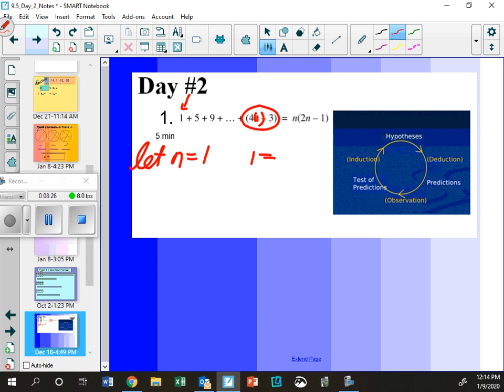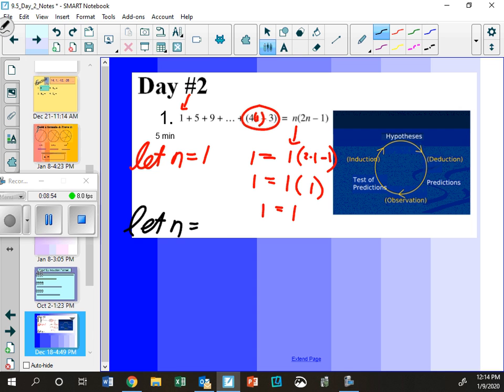So 1 equals, and then n is 1, so I'm going to stick that in here. 1, 2 times 1 minus 1, and that's 1 equals 1 times 1, and then 1 equals 1. Yay, it worked. I proved it. So that's sticking in 1, making sure it works. All right, is that a strong proof? No, that's just kind of like, I think it works. Now, how do you go to the next level?